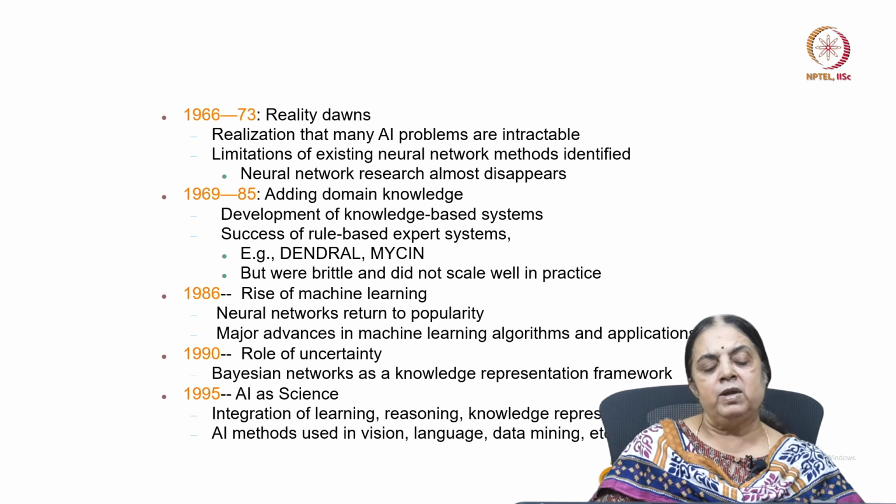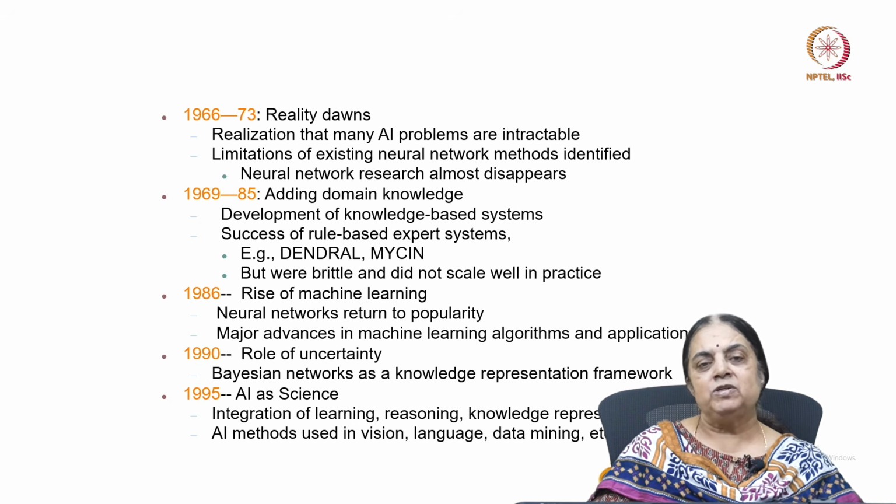So when machine learning came up and neural networks returned to popularity, then again AI took off. In the 1990s, they spoke of uncertainty. So how do you handle uncertainty? When you handle uncertainty, you also have things like decision theory and utility theory. All these things came up, and what happened is that AI became a science.